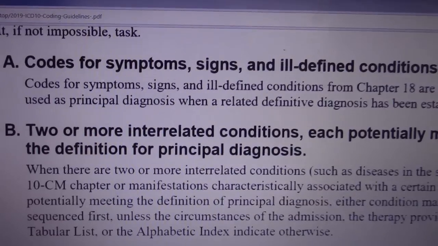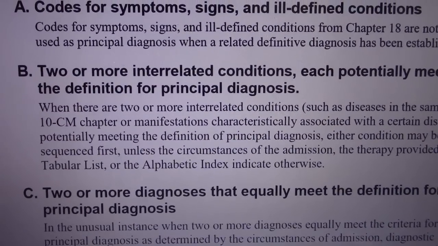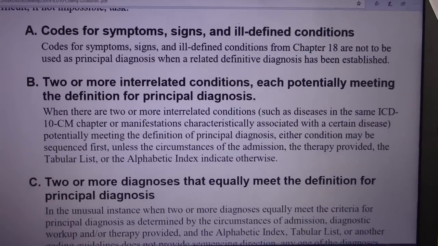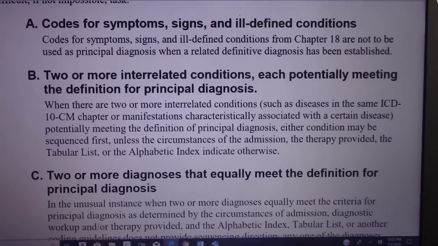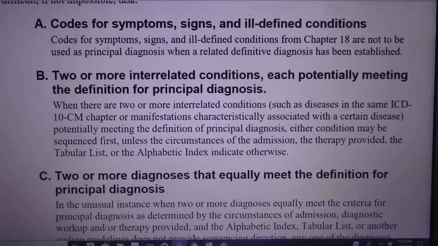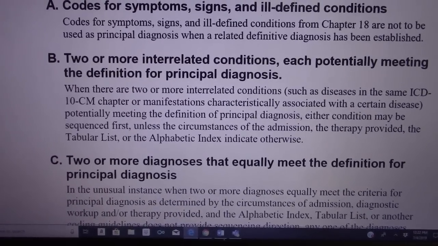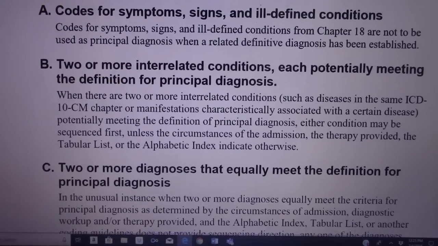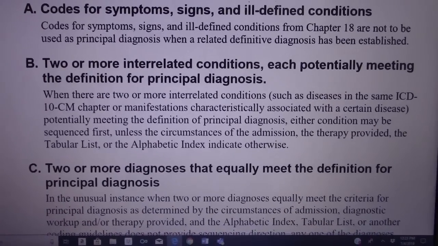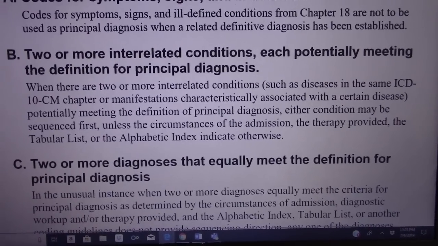What about B? When two or more interrelated conditions, each potentially meeting the definition of a principal diagnosis. If you ever read a chart and the patient actually has two conditions, and either one of them could actually be the principal diagnosis, how do you handle that? Well, in that case, either condition may be sequenced first. But ideally, you should go with the one condition, guys, that is the most resource intensive. Okay?